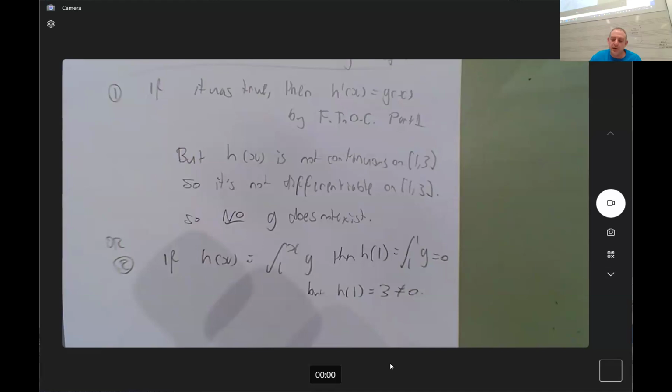So if it was true, then H dash would be G by the fundamental theorem of calculus part 1, but H isn't continuous, so it's not differentiable. I mean, it's differentiable at most places on 1,3. It's just not differentiable at one place.